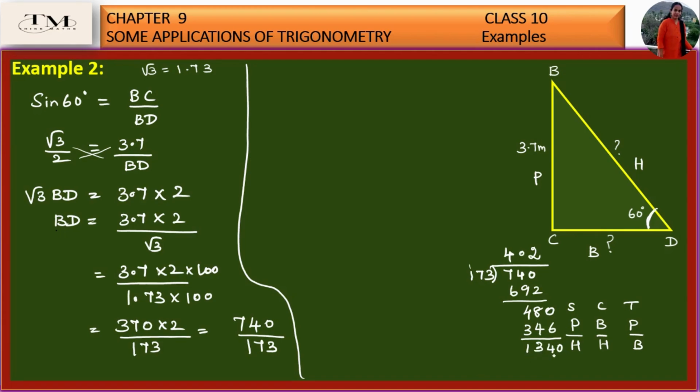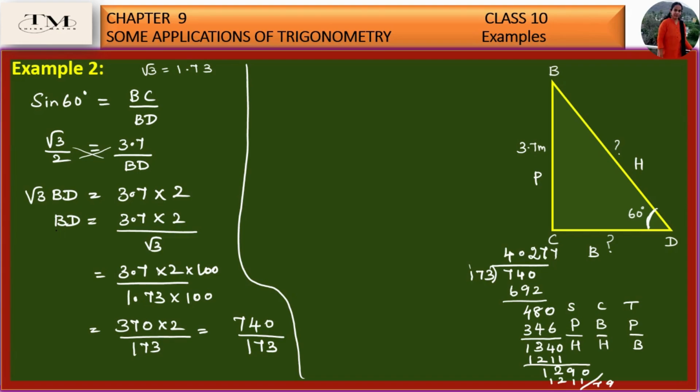So how many times does 173 go into 1340? It is 7 times. So 7 times 173 is 1211. So if we subtract, we will get 129. Again put 0. Again it is 7 times. So you will get 1211. So the remainder is 79. So leave as such. So find out the three values after the decimal.